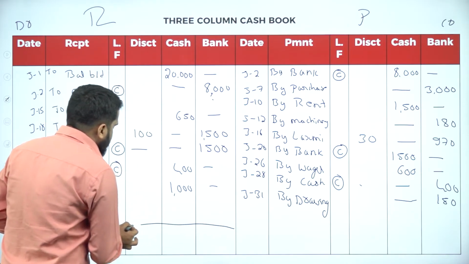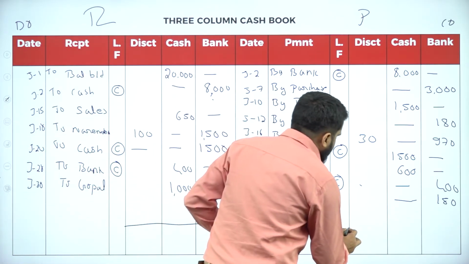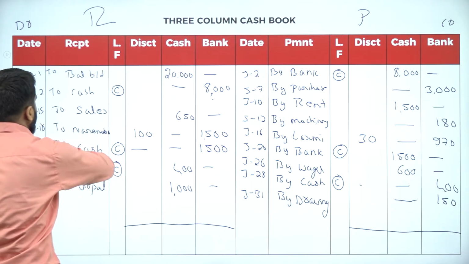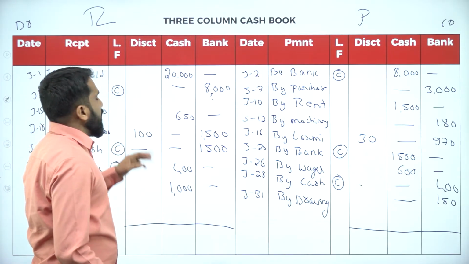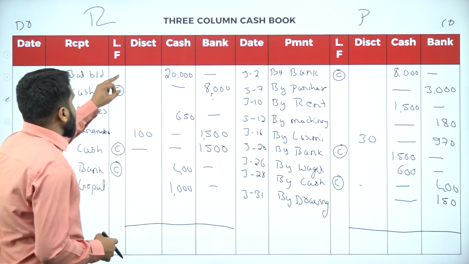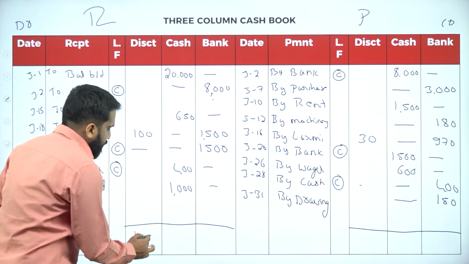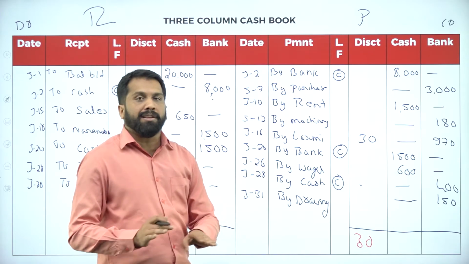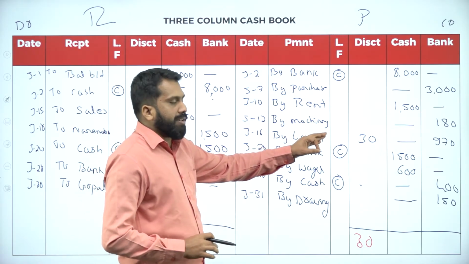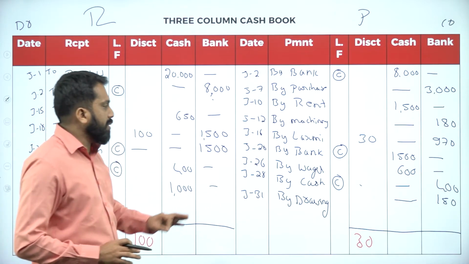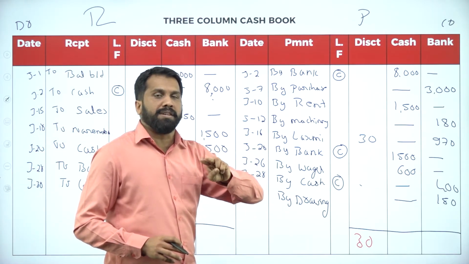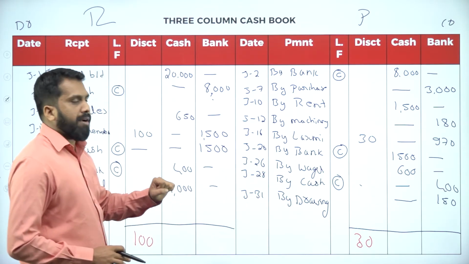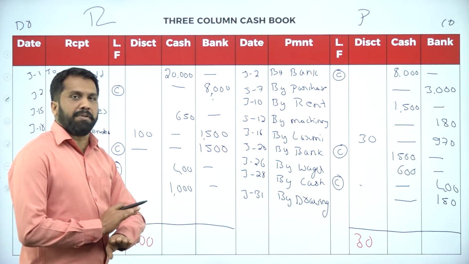Remember, only these three amount columns. I'll use a different color. It is easy to identify. Now, first we have to add discount. Now, what is the total of discount? 100. What is the total of discount? 30. We will not set off. We will not compare. Whatever discount is there, we just total and write. Example, one more discount we have for 20 rupees. 30 plus 20, we write 50. Now, similarly, here we have 30, here we have 100. We will not balance, we will not compare.